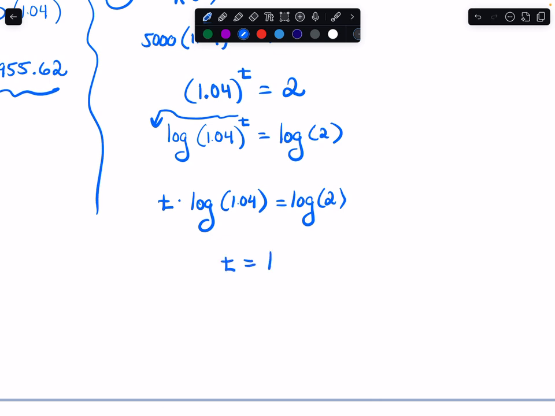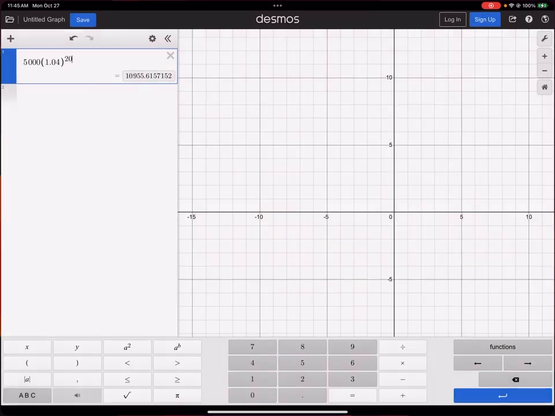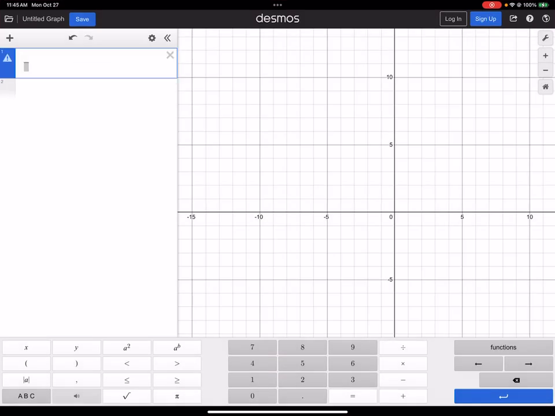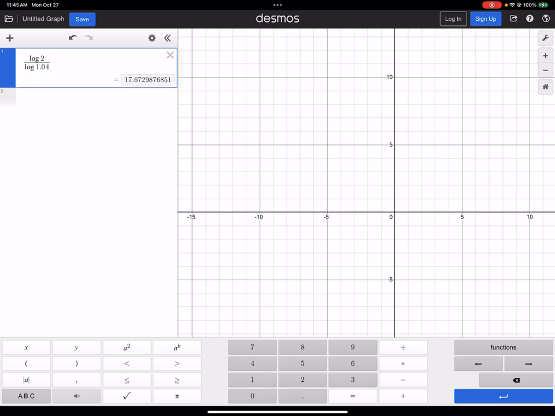You get t is log of 2 divided by log of 1.04. Now, obviously, that's your exact answer. That doesn't really mean much unless you're a human calculator. So, I would go to Desmos and type that in, right? So I like to start my fraction. I'm going to do log of 2 over, and then I type it in again, log of 1.04. And it's going to take about 17.67, so almost 18 years for the magic to happen, right?